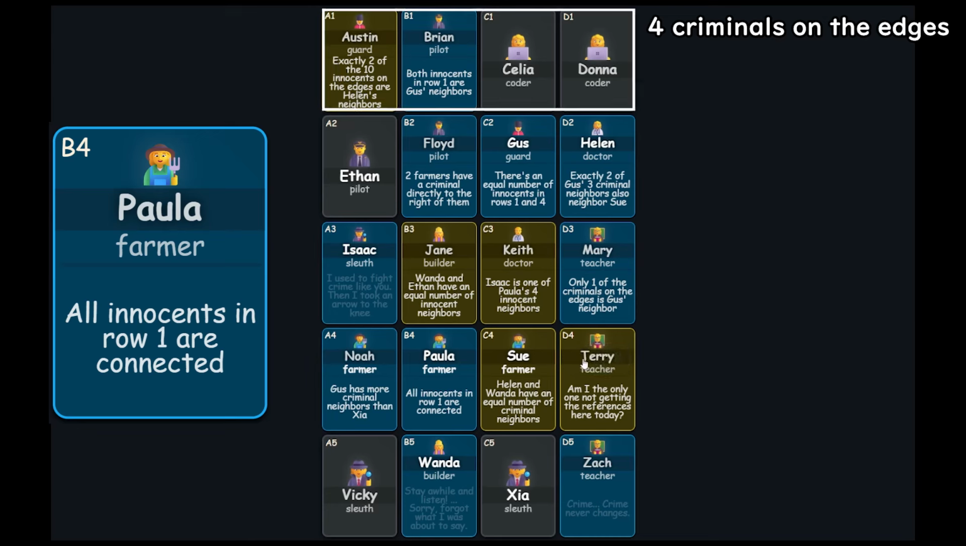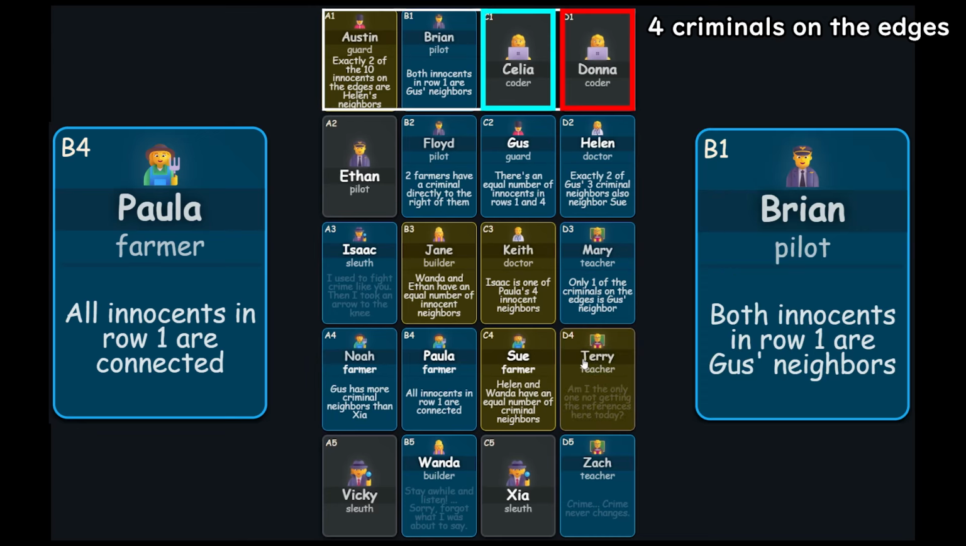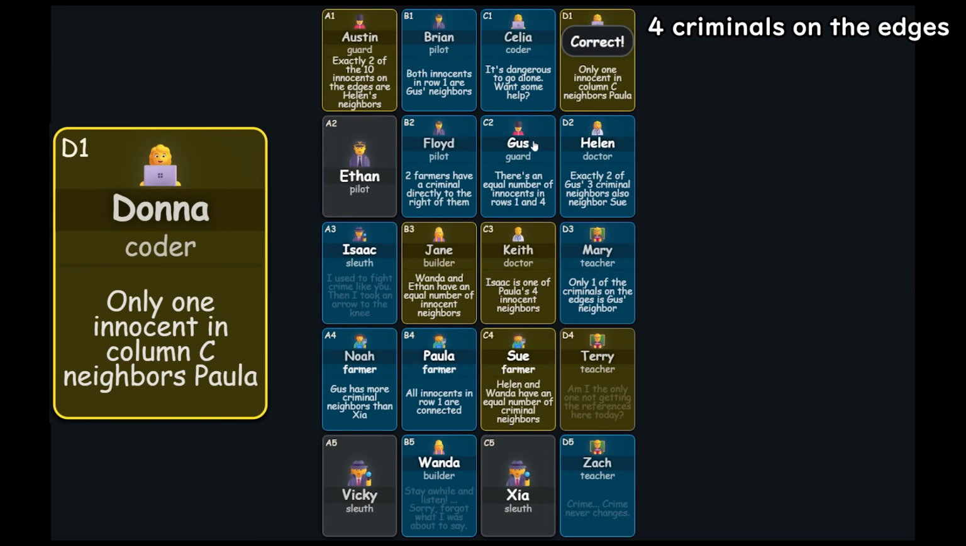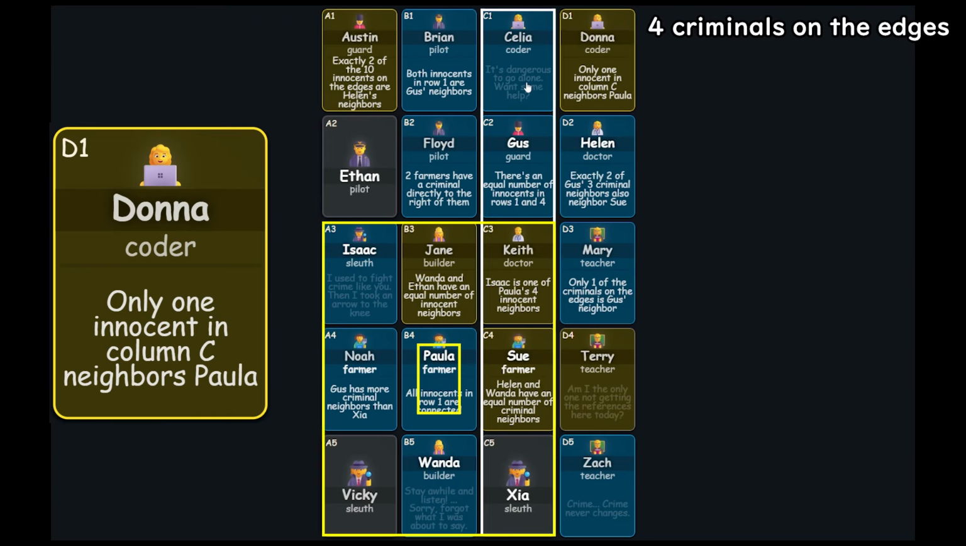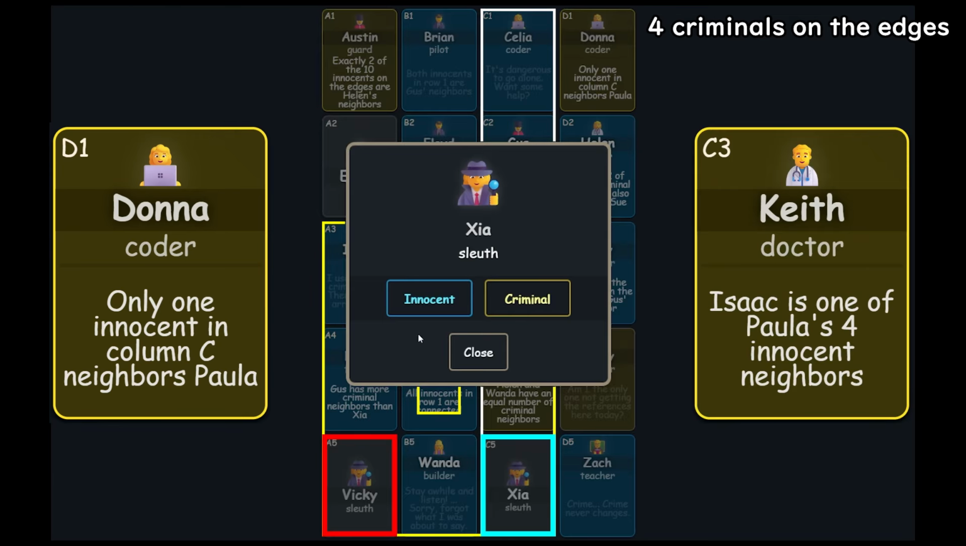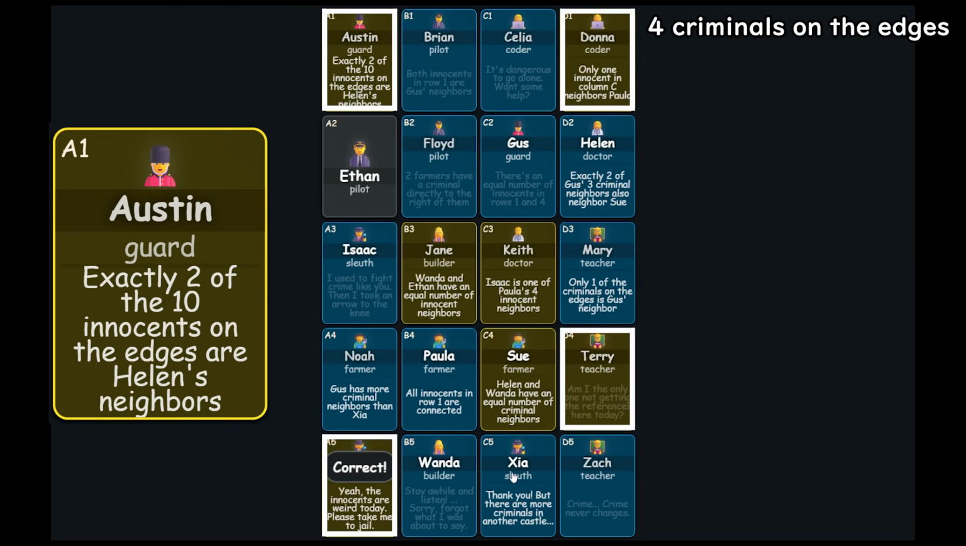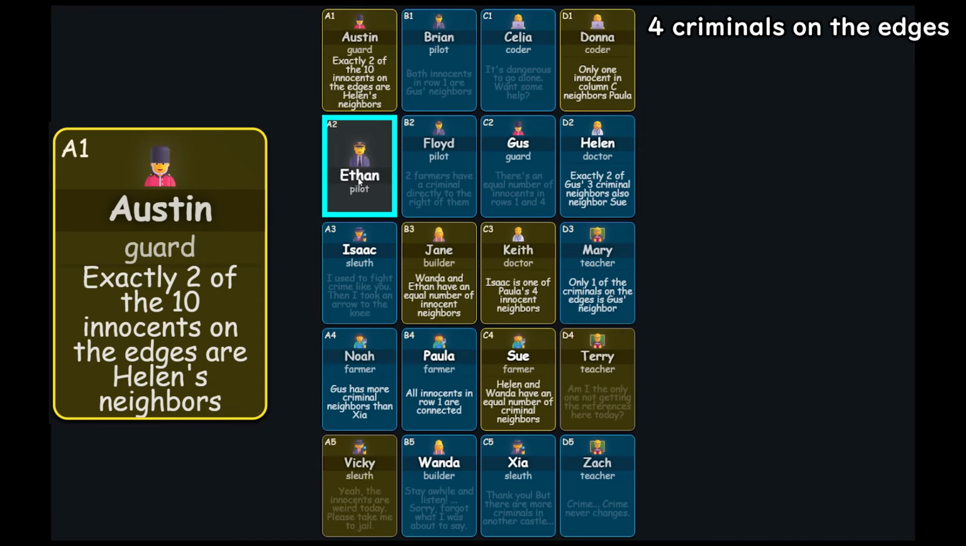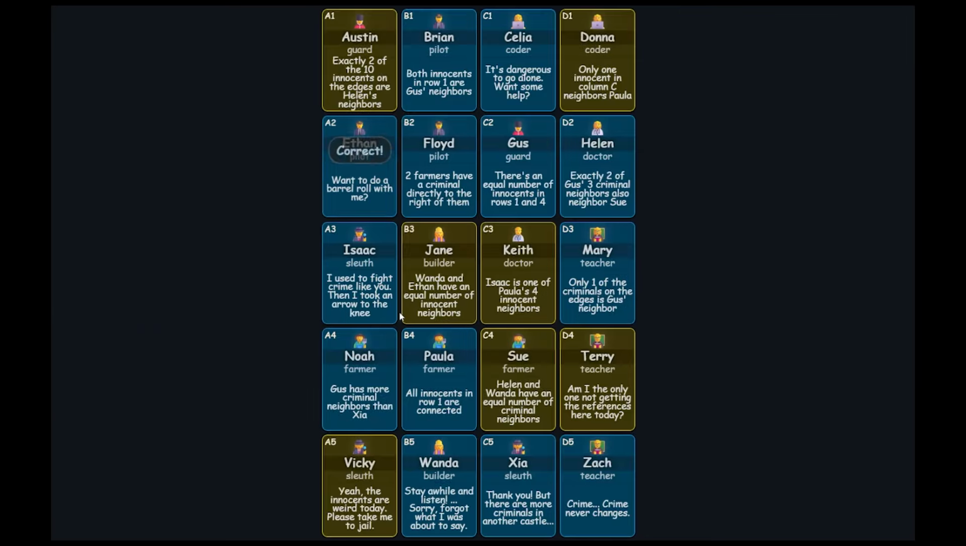All innocents in row 1 are connected. Mark Celia as innocent and Donna is a criminal. Only 1 innocent in column C neighbors Paula. Mark Xia as innocent and Vicky as a criminal. And since now we have revealed all 4 criminals on the edges, we can mark Ethan as innocent.